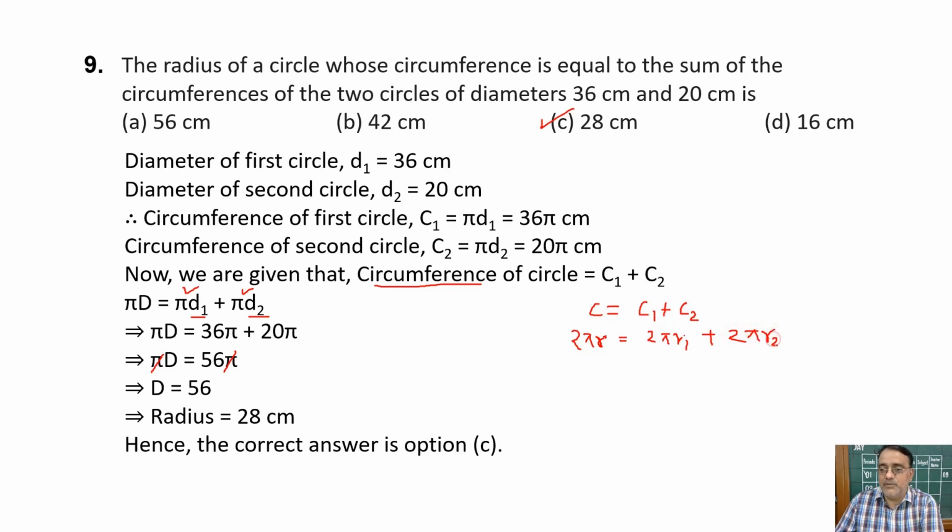अब इस सबको अगर हम लोग 2 pi से डिवाइड करेंगे तो r is equal to r1 plus r2, and r1 is 18 and r2 is 10. So 18 plus 10 is 28. So this method is very easy. Okay. Any doubt? No, sir. Right.